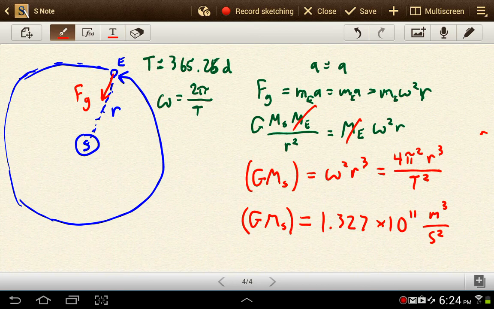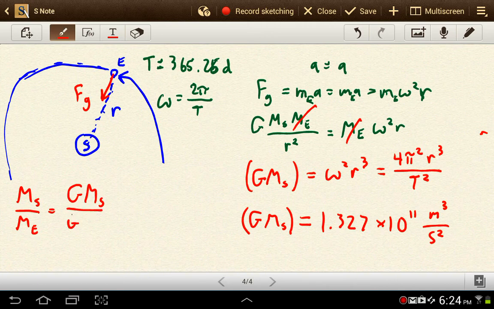The other thing, I think, was to find the ratio of the sun's mass to the Earth's mass. So what I'm going to do there, excuse me, Mr. Orbit, I'm just going to erase part of you. I'm going to say that the ratio of the sun's mass to the Earth's mass would be equal to the ratio of GMS to GME. And GMS we just found. GME we've used in every previous problem.